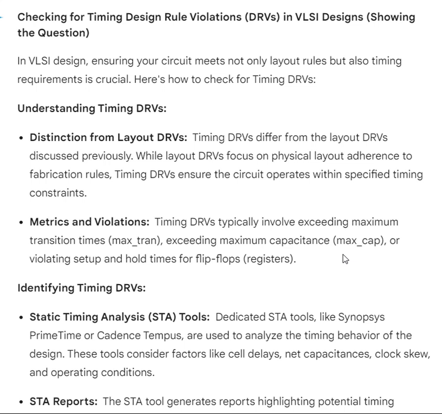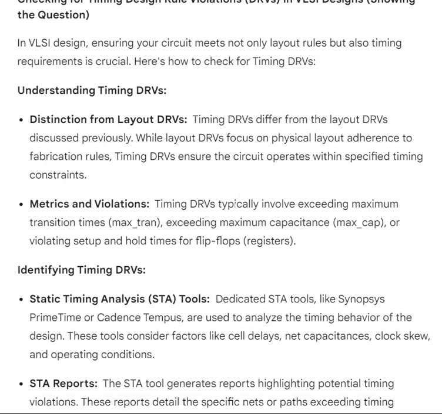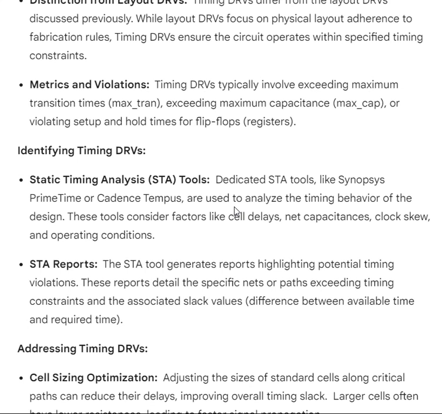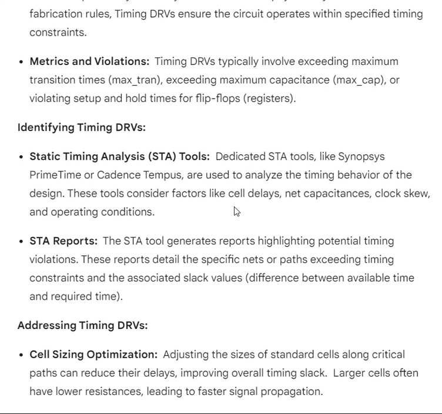Understanding timing DRVs. Distinction from layout DRVs: timing DRVs differ from the layout DRVs discussed previously. While layout DRVs focus on physical layout adherence to fabrication rules, timing DRVs ensure the circuit operates within specified timing constraints. Metrics and violations: timing DRVs typically involve exceeding maximum transition times, max_tran, exceeding maximum capacitance, max_cap, or violating setup and hold times for flip-flops, registers.